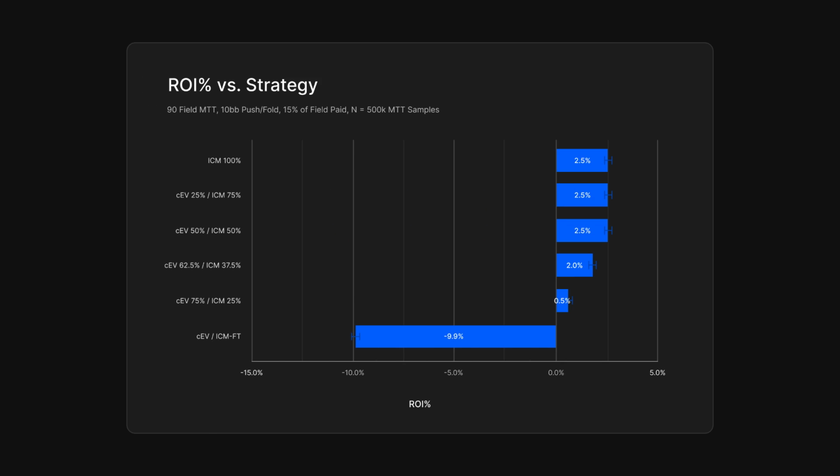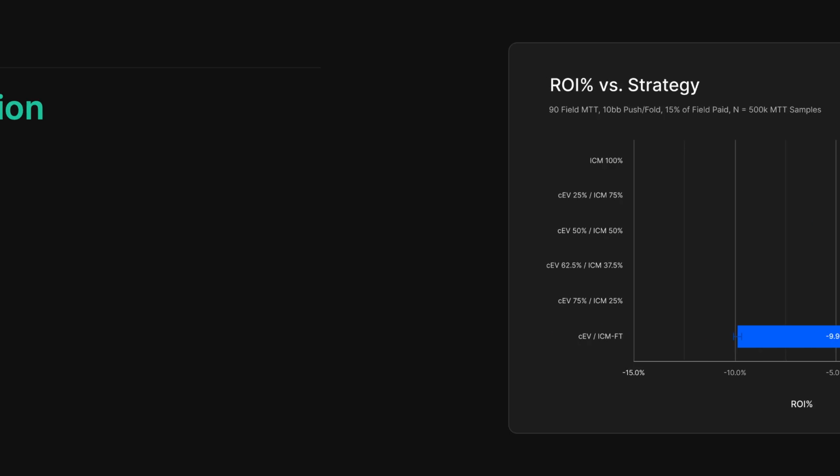Now, 10 big blinds is inevitably going to play much tighter as a push fold strategy compared to 5 big blinds. And therefore, there's going to be, I think, a little less noise in the results, which is shown by the fact that ICM 50 through ICM 100 are all gaining the same ROI. The drop-off begins somewhere between 50 and 37.5% of players remaining, and the ChipEV/final table strategy, of course, still losing horrendous amounts of money.